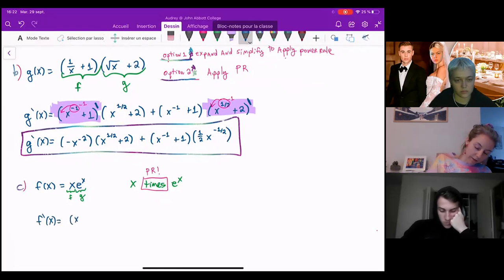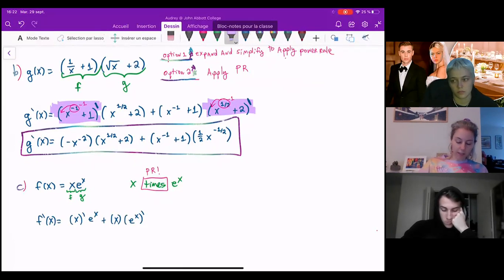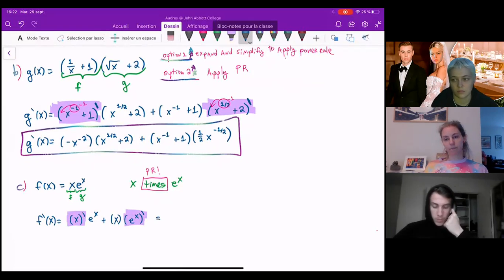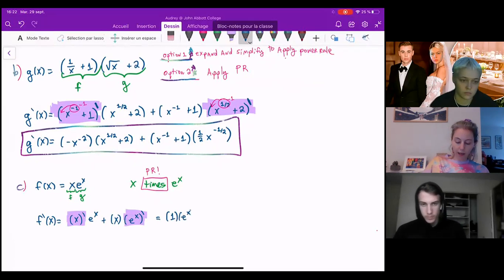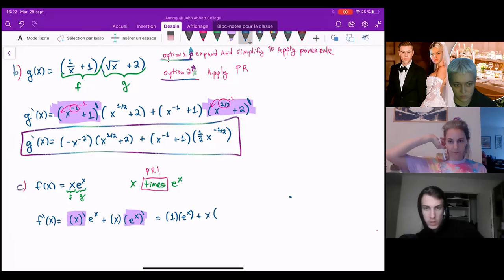So I have the derivative of the first times the second plus the first times the derivative of the second. And so the things that are primed, those are the derivatives that I still have to do. What's the derivative of x? 1. You got it. So this is 1 times e to the x plus x. What's the derivative of e to the x? e to the x. You got it.